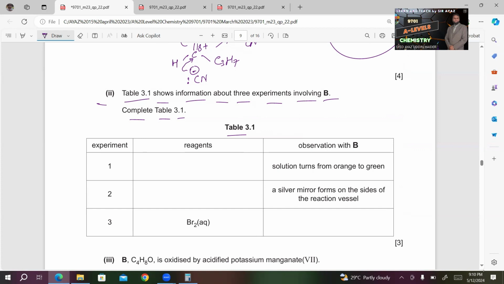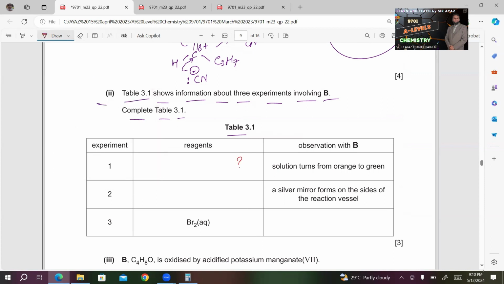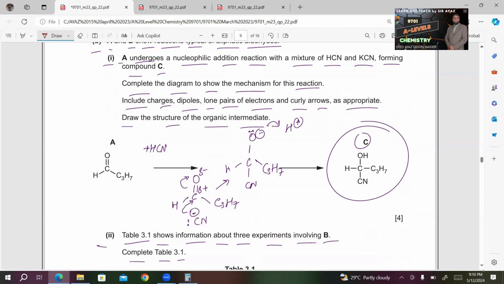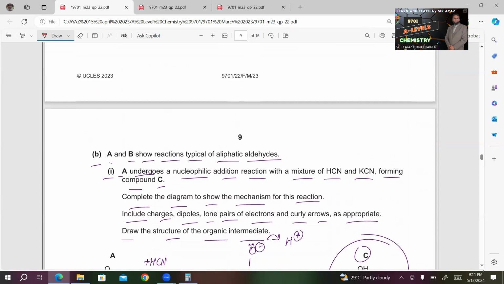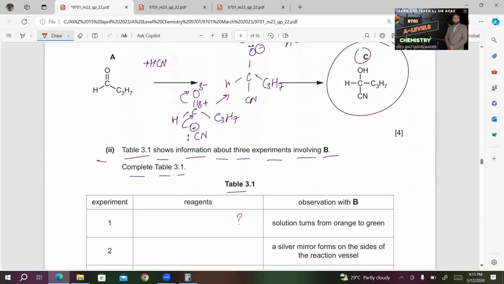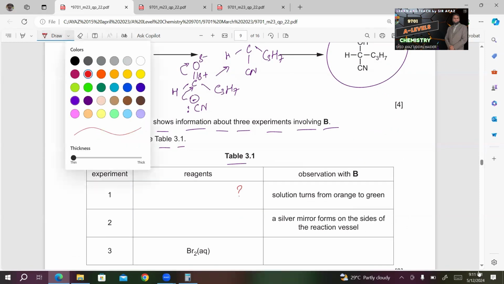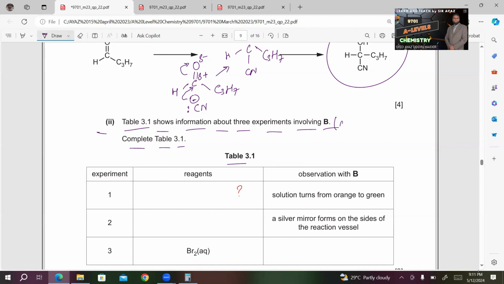What must be the reagent here? We are asking about the reagent here. The solution turned from orange to green. This observation is with B. What is B? B is an aldehyde. Remember, it's an aldehyde. So I will write it here. It's an aldehyde. So I'll write aldehyde.